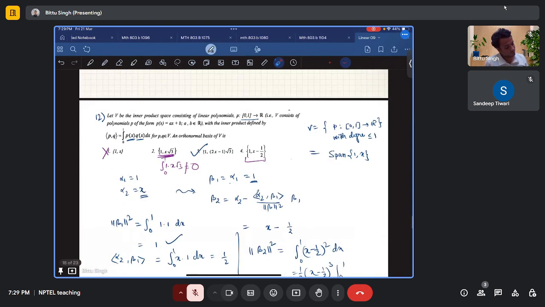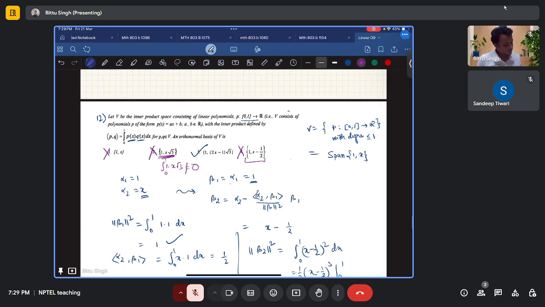So those are not correct because that is not orthonormal. That is orthogonal but not orthonormal. So option 4 is incorrect. Option 3 is the only correct answer. Okay.